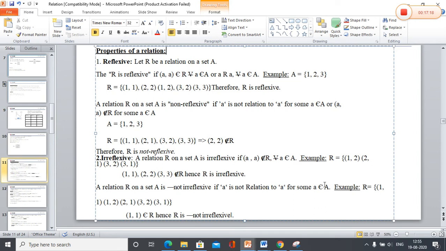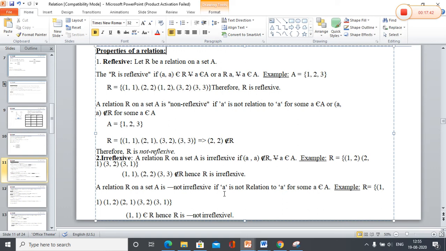Okay. So now suppose R is a relation and the set is the same, A = {1, 2, 3}, and R = {(1, 2), (2, 1), (3, 2), (3, 1)}. See here, none of (1, 1), (2, 2) and (3, 3) is present in the relation. Then I will say that it is irreflexive. So here none of them are present, so it is irreflexive.